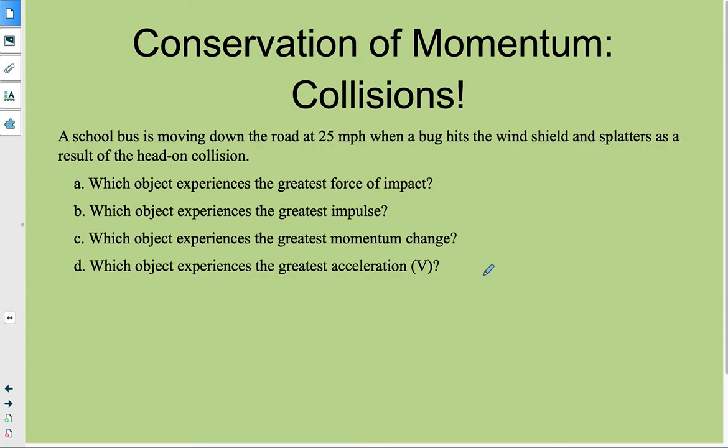So let's think about something for a second. I have a school bus, and it's moving down the road. It's going 25 miles per hour. It hits a bug on the windshield, and the bug splatters all over. You guys have probably seen this on your car, especially when you're driving down south, towards Texas, through all those cornfields, lots of bugs. All right. So I want to know which object experiences the greatest force of impact, the bug or the windshield.